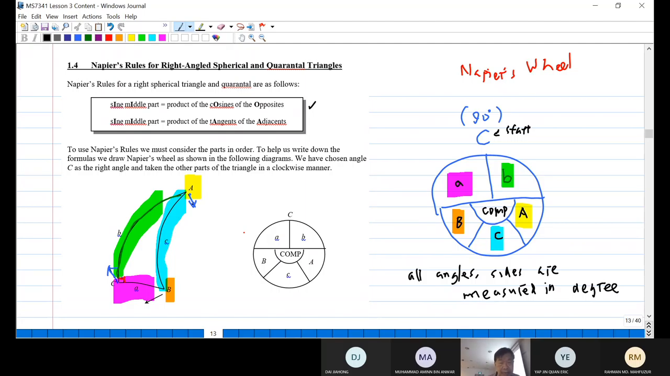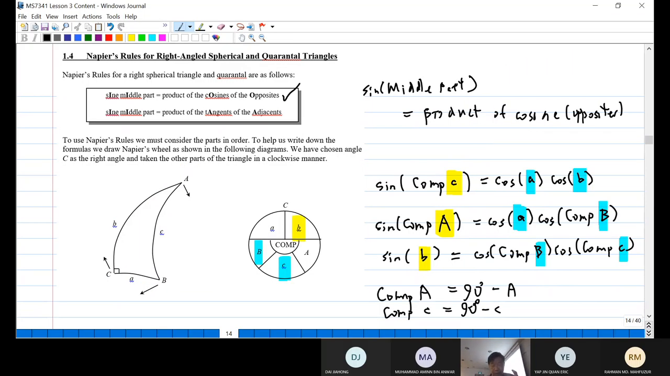Okay. Next, I want to explain this. The first formula has something called the opposite. I have explained what we mean by opposite. I use the blue color to explain the opposite here. Now the second formula, I want to talk about: sine of the middle part is equal to the product of tangent. Just now it was all about cosine. The second one is the product of tangent of adjacent. Instead of opposite, now it is tangent of adjacent. So sine of the middle part is the product of tangent of adjacent.